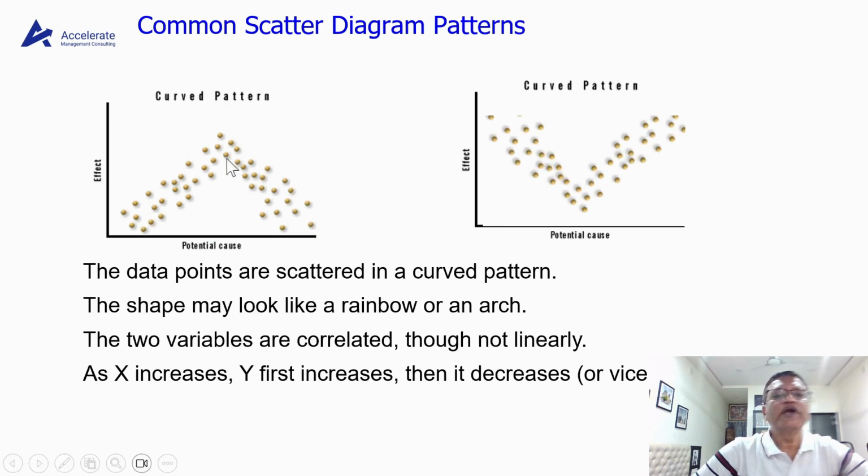You can also sometimes get this kind of curved pattern. In this case also, we can say that X and Y are definitely correlated, but they don't have a linear relationship. The relationship may be parabolic, hyperbolic, or logarithmic. So as X increases, Y increases first and then it decreases, or vice versa in this case.